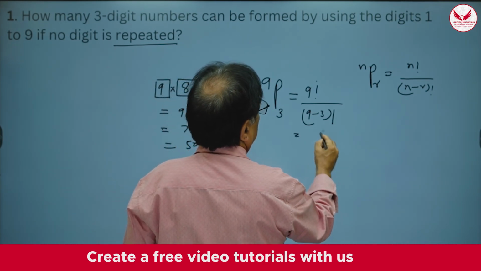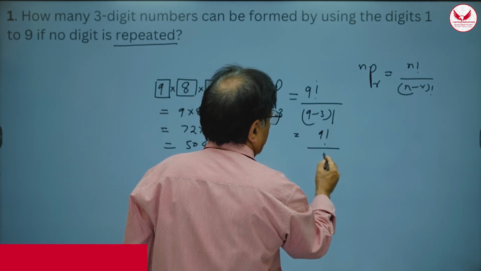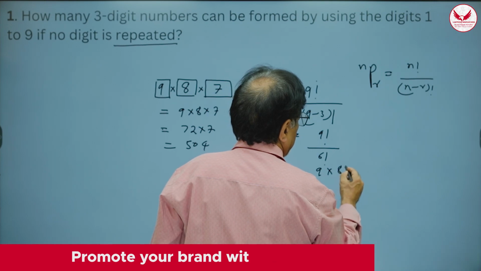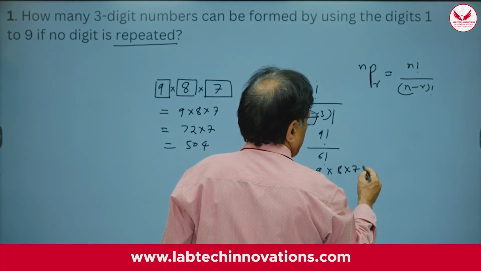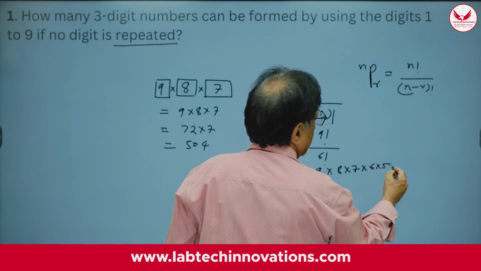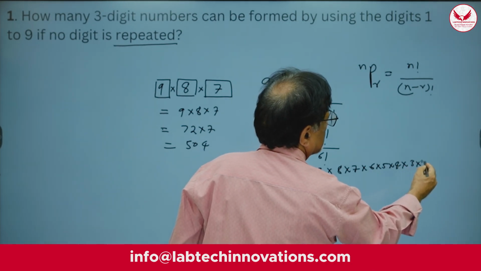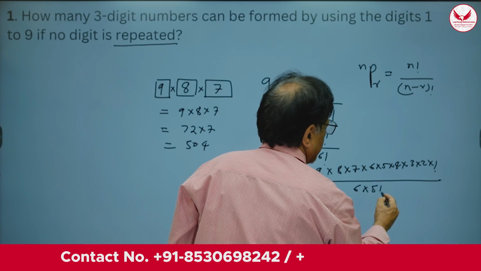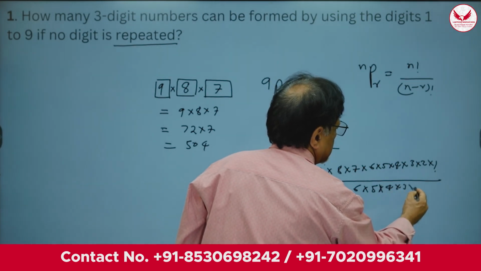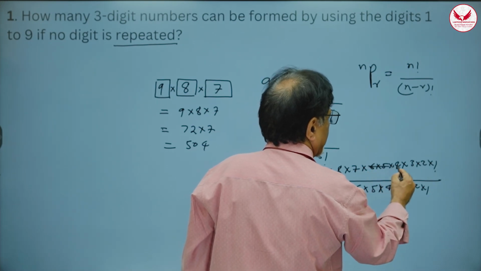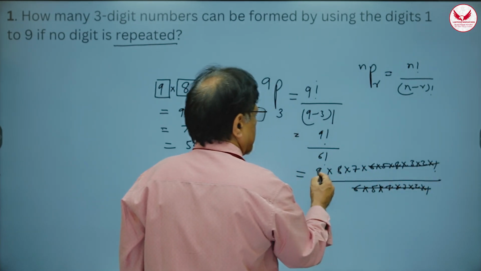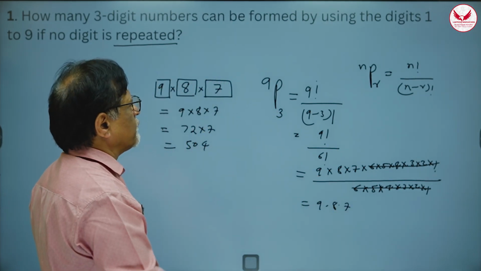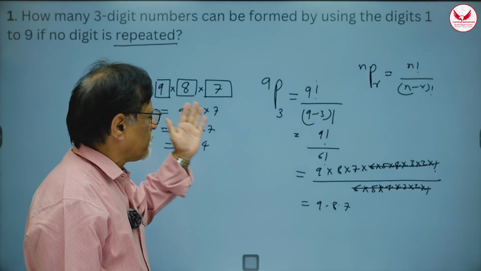Okay. So that gives you what? 9 factorial divided by (9 minus 3) factorial, which is 6 factorial. Which means 9 factorial is 9 into 8 multiplied by 7 and multiplied by 6, 5, 4, 3, 2, 1, divided by 6 factorial, which means 6, 5, 4, 3, 2, 1. So all these factors after 7 will get cancelled. So ultimately you are left with 9, 8 and 7, which is the same as this. So the answer is going to be the same thing. So this problem can be solved in this particular manner.